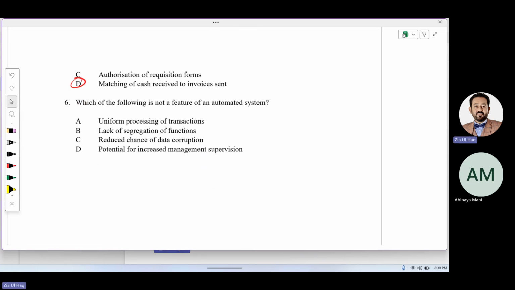Number 6. Which of the following is not a feature of an automated system? Uniform processing of transactions? Yes. Lack of segregation of function? Yes, because one person is doing everything. Reduced chance of data corruption? No, there are more chances of data corruption. Potential for increased management supervision? Yes. You can implement passwords, so there are more chances of data corruption rather than fewer.